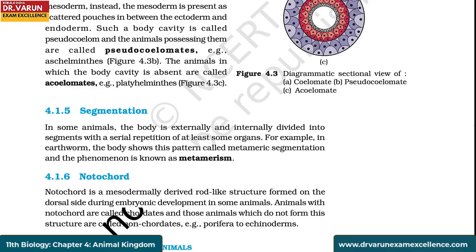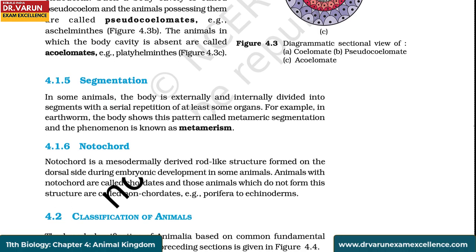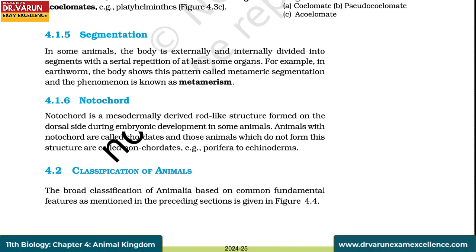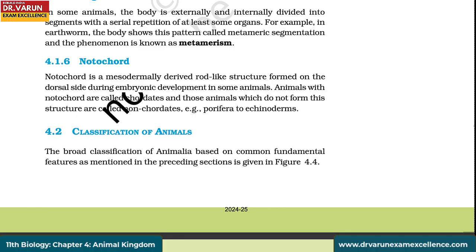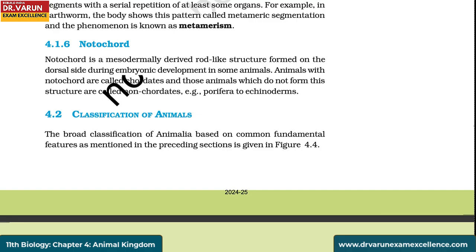Segmentation. In some animals, the body is externally and internally divided into segments with a serial repetition of at least some organs. For example, in earthworm, the body shows this pattern called metameric segmentation, and the phenomenon is known as metamerism. Notochord. Notochord is a mesodermally derived rod-like structure formed on the dorsal side during embryonic development in some animals. Animals with notochord are called chordates, and those animals which do not form this structure are called non-chordates.